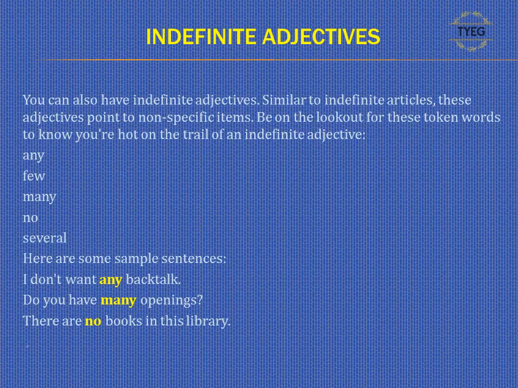Indefinite adjectives. You can also have indefinite adjectives. Similar to indefinite articles, these adjectives point to non-specific items. Be on the lookout for these token words to know you're hot on the trail of an indefinite adjective: any, few, many, no, several. Here are some sample sentences. I don't want any backtalk. Do you have many openings? There are no books in this library.